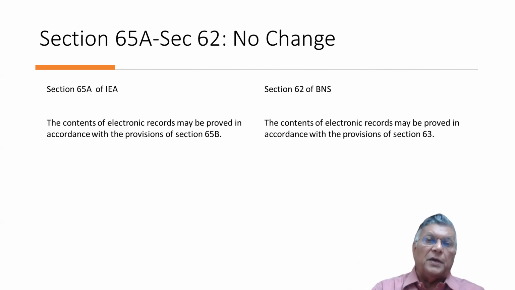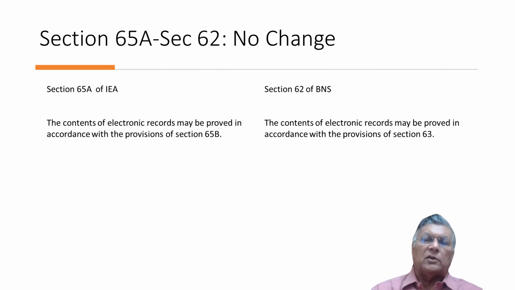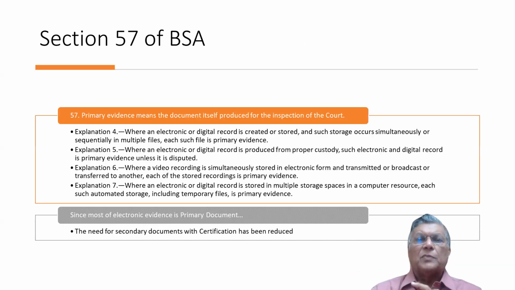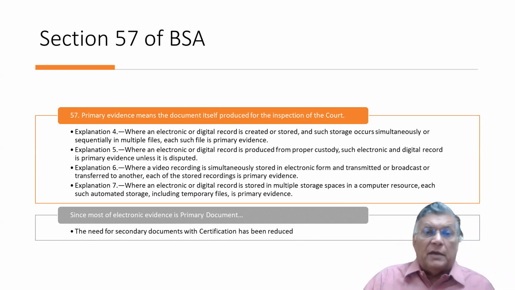This was what section 65A said earlier, that contents of electronic records may be proved in accordance with the provisions of section 65B. And because of this provision, in the Anwar case, the Supreme Court said that section 65B is a complete code applicable to the admissibility of electronic evidence. And because of that, there was actually no need to discuss the previous sections with respect to the primary and secondary evidence. But now, this section 57 of the BSA talks about primary evidence, and it uses in the explanation some electronic evidence.